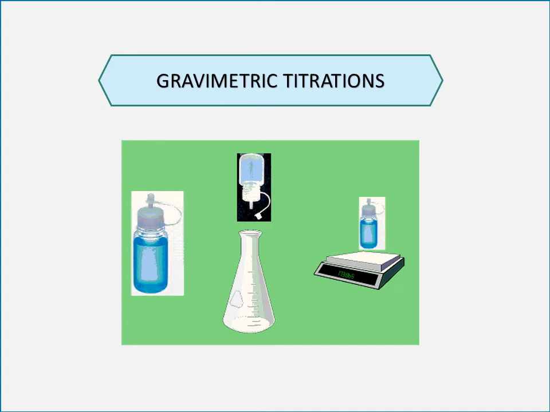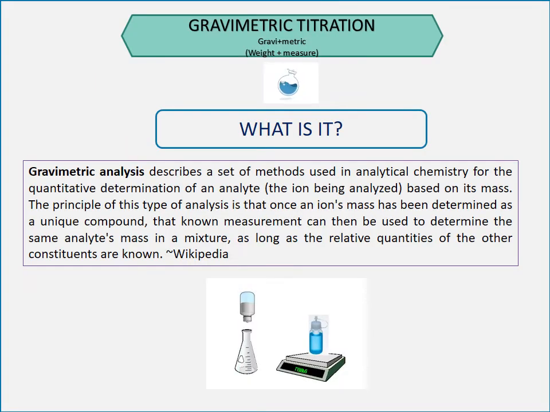Gravimetric titration. Gravimetric titration, if we are going to separate gravi and metric, it means we are going to weigh and measure. So we are basically measuring the weight.